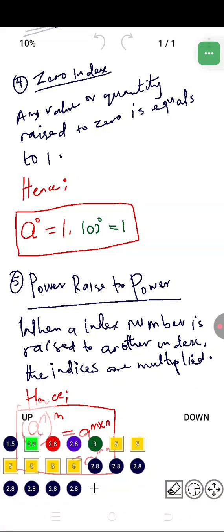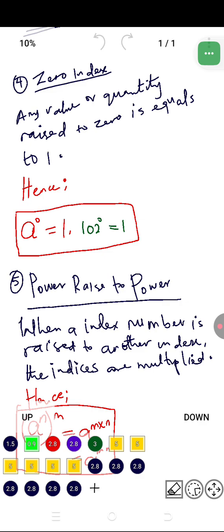When you have 102 raised to power 0, it is equal to 1. If you have 5 raised to power 0, it is equal to 1. If we have x raised to power 0, it is equal to 1. So any quantity or any value at all raised to power 0 is equal to 1.